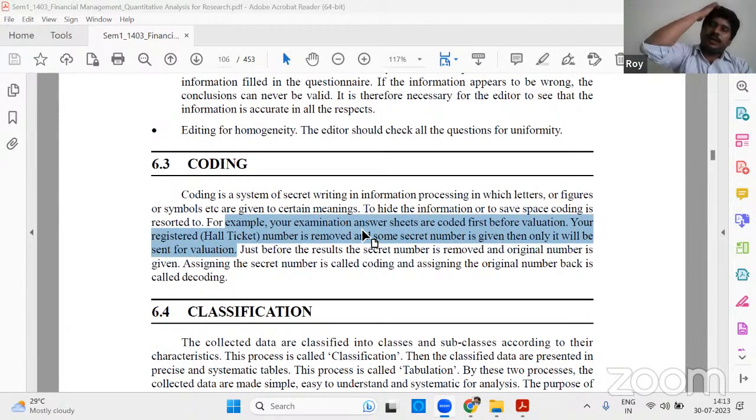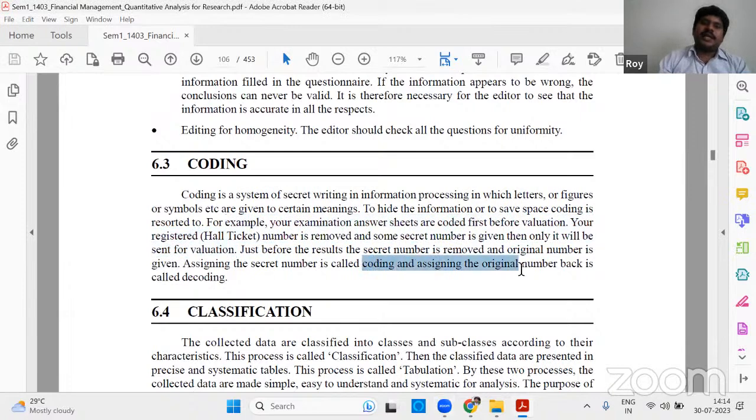There are some n number of tools in the market to generate the codes for each and everything. For example, barcoding is there. I don't know which number is included in that barcode. That is the coding. The secret number is assigned and the original number is removed. Assigning the secret number is called coding. Assigning the original number back is called decoding. Hello, did you understand what is coding and decoding?